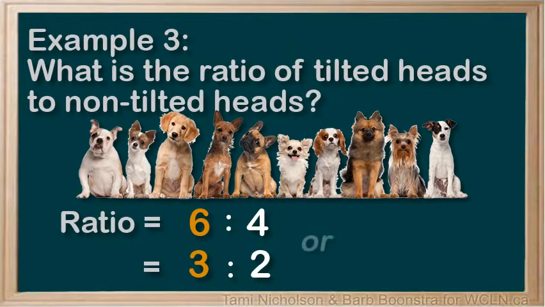Again, in a fraction form, we would have written the original ratio as 6/4. We see that top and bottom of the fraction could be divided by 2. So our reduced version of the fraction would be 3/2.